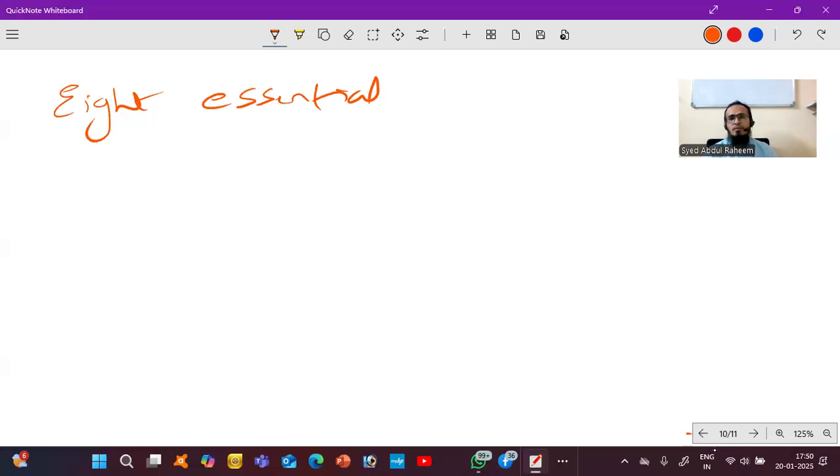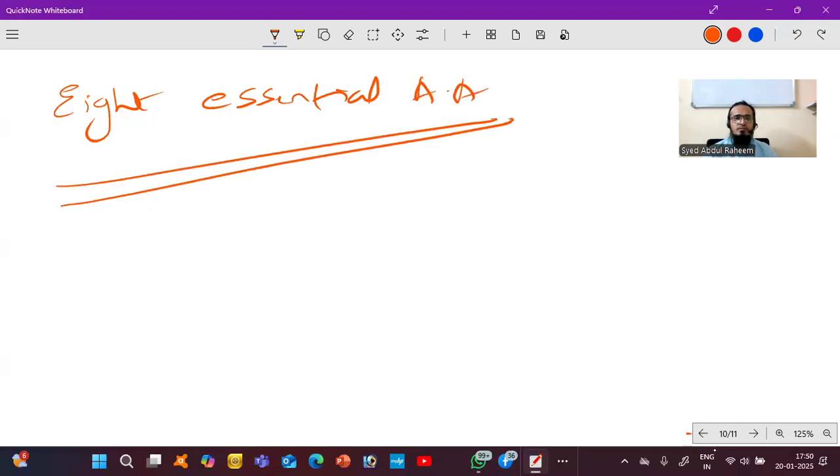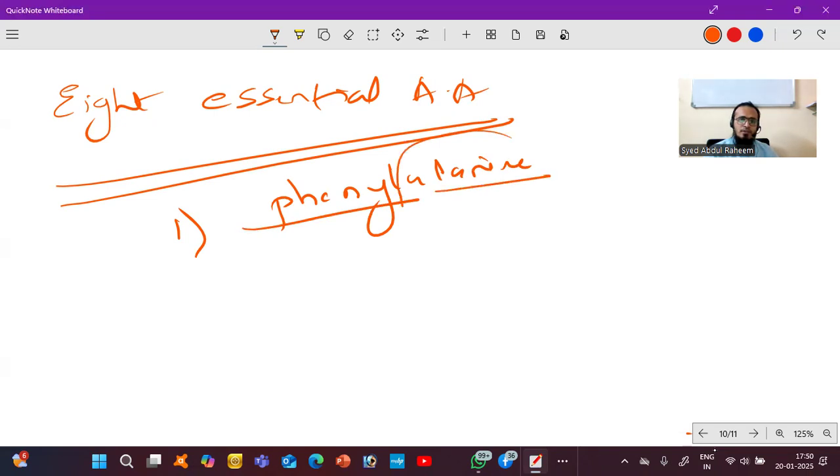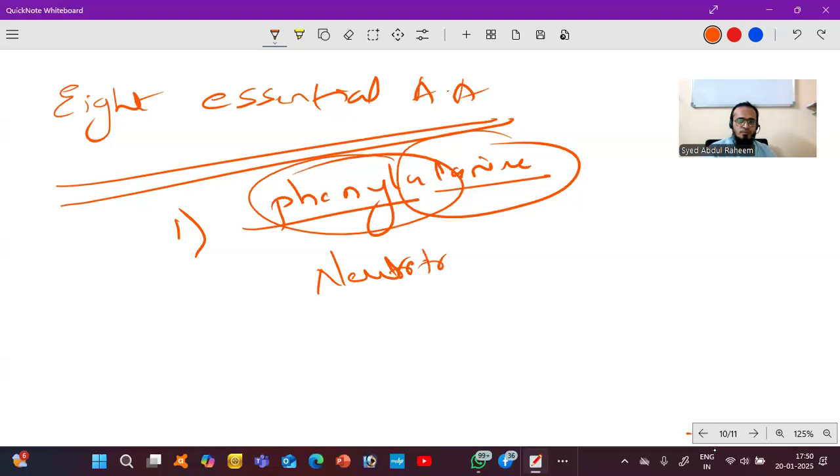Essential amino acids. One is phenylalanine. Okay, phenylalanine. It is very important. Why important? We have neurotransmitters. I think you know that. Neurotransmitters require this type of protein or amino acids.